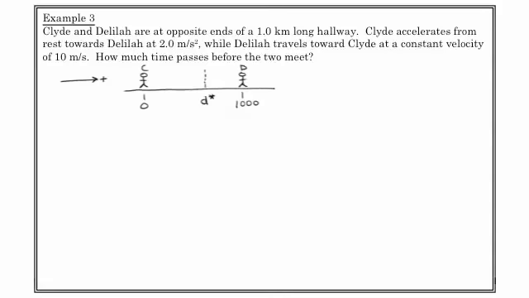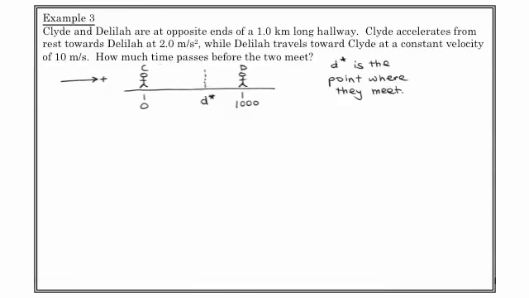So here's a little diagram of the situation. We're going to set positive to be in the right direction, and we're going to put Clyde at 0 on our coordinate system. And they're going to meet at some point in space. And we just call it d star. It's a special displacement because it's where they meet. If she's at the opposite end of the hallway, then of course she is sitting at 1,000 meters. And now we're set to go.